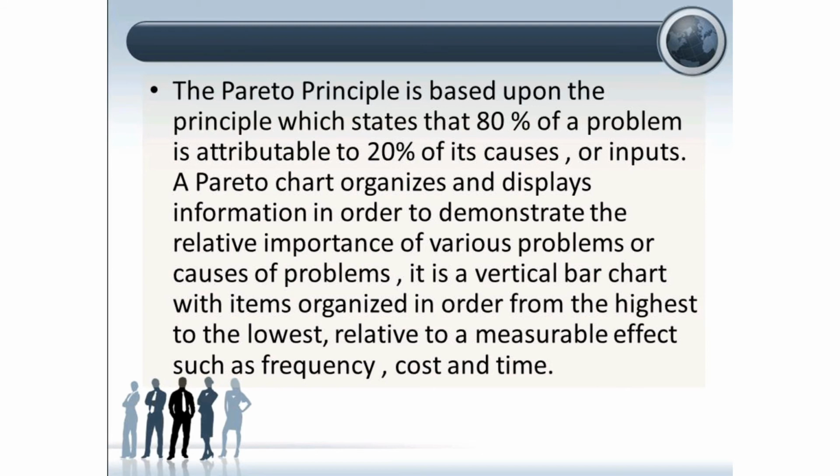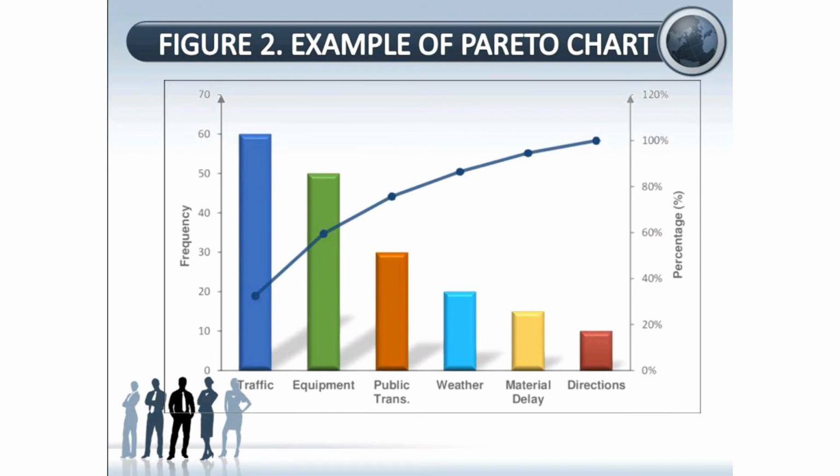A Pareto chart organizes and displays information in order to demonstrate the relative importance of various problems or causes of problems. It is a vertical bar chart with items organized in order from highest to lowest relative to a measurable effect such as frequency, cost, and time. A Pareto chart can help prioritize quality problems and separate the vital few from the trivial many by plotting the frequencies and corresponding percentages of a categorical variable, which shows how to focus efforts and resources. Here is an example of a Pareto chart.